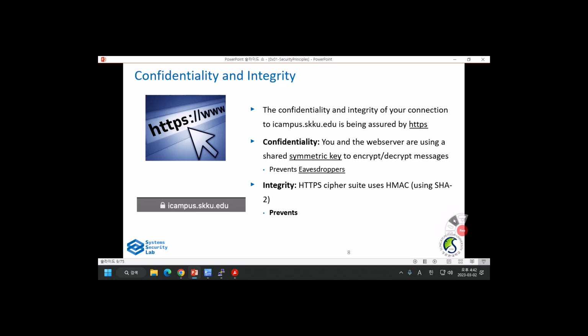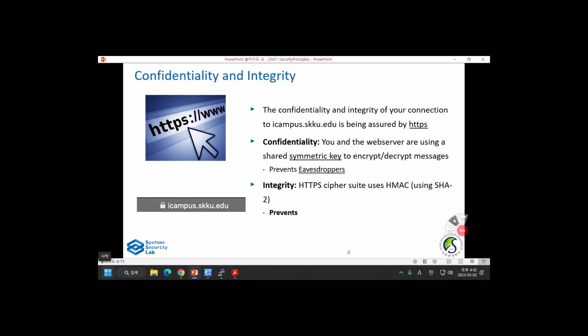So yeah, confidentiality and integrity of your connection, for example, to iCampus is being assured by HTTPS. So you know this HTTP, and then there's S, and you probably see this lock icon in front, right? So this means that your connection is secured by a protocol called HTTPS, which is simply HTTP plus TLS. TLS stands for Transport Layer Security.